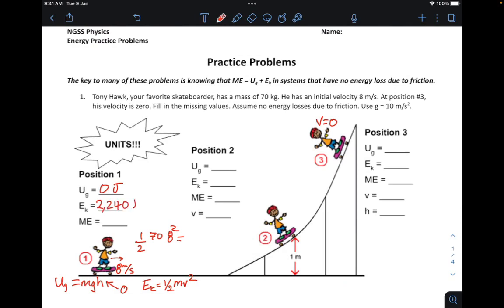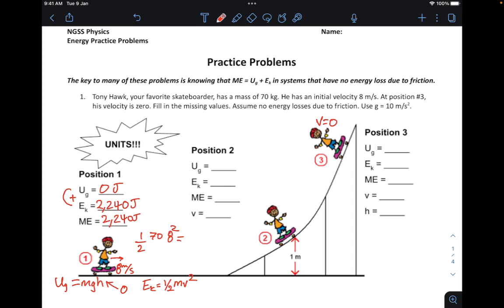2,240 joules. Well, mechanical energy, if mechanical energy is just gravitational potential energy plus kinetic energy, well, 0 plus 2,240 joules is just 2,240 joules. Cool. All right, position number 2.